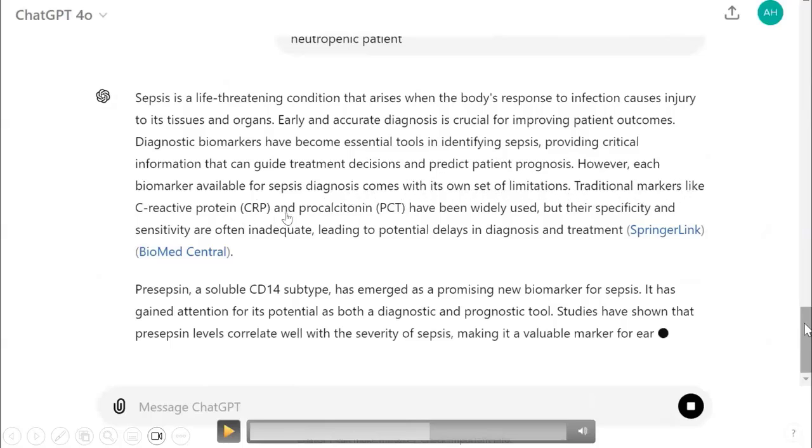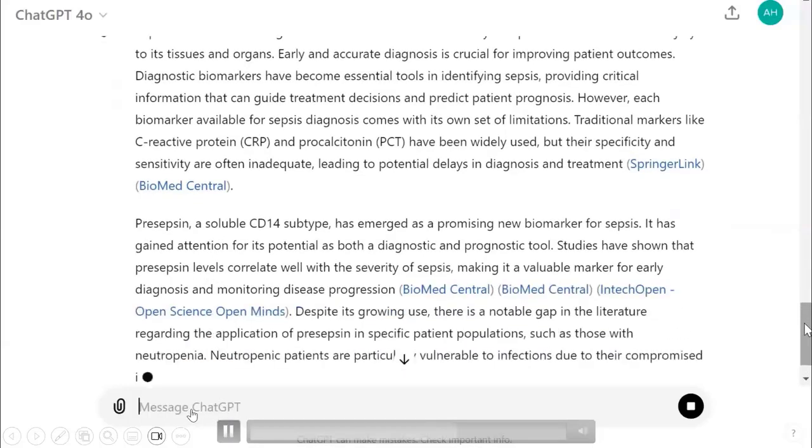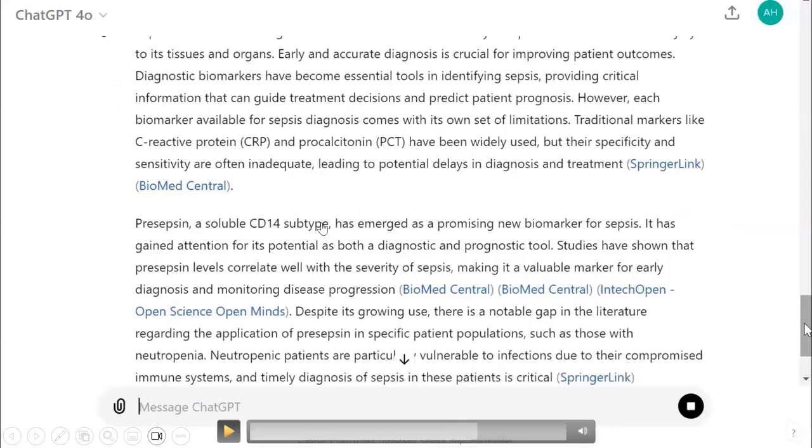Traditional biomarkers like C-reactive protein and procalcitonin have been widely used, but their specificity and sensitivity are often inadequate. And he mentioned two references. Then he starts by writing something about the presepsin. The presepsin is a soluble CD14 subtype, and studies have shown that presepsin correlates with the severity of sepsis, making it a valuable marker. All this is known information.